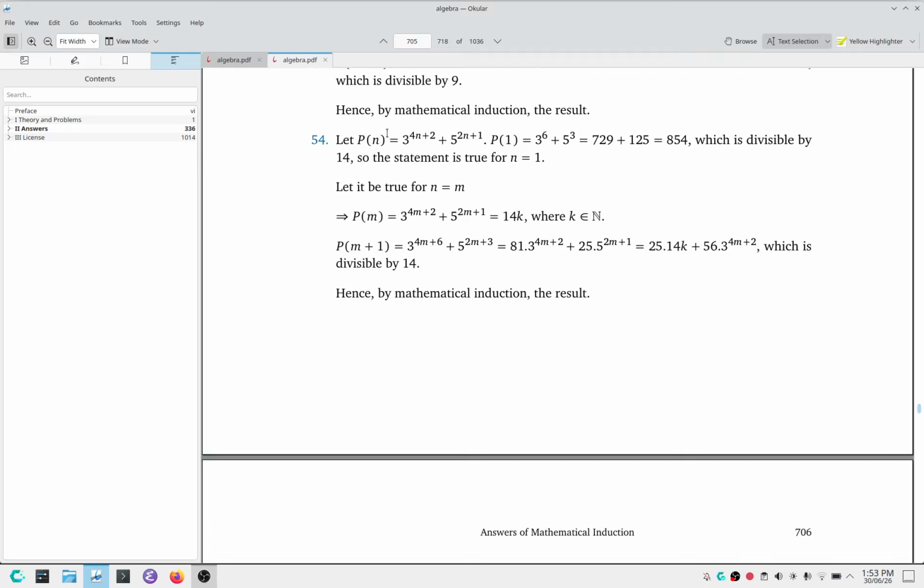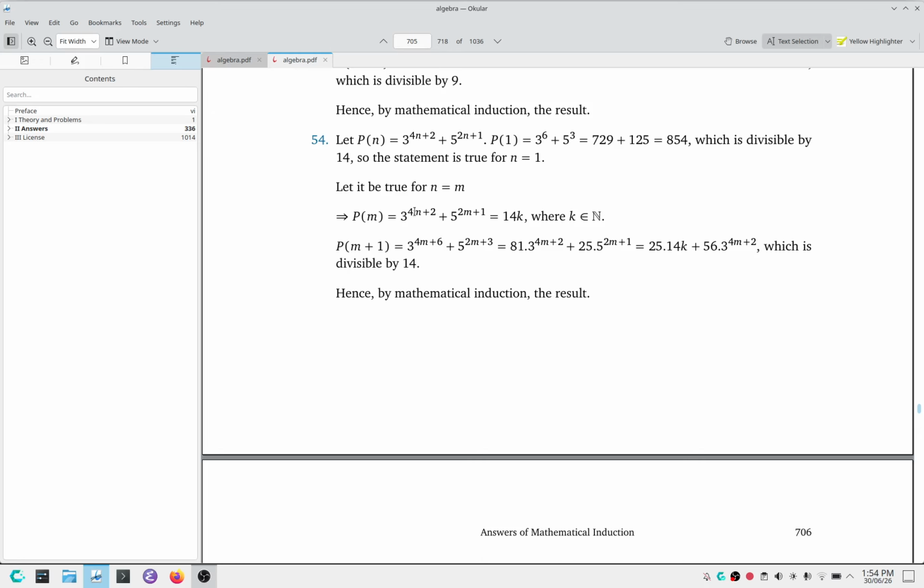So we let Pn be equal to the given expression. We put n is equal to 1. We get 3 raised to the power 6 plus 5 raised to the power 3, which is 854, which is divisible by 14. And hence the statement is true for n is equal to 1. Now we let it be true for n is equal to m.